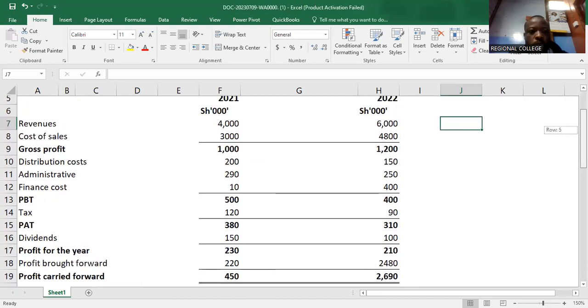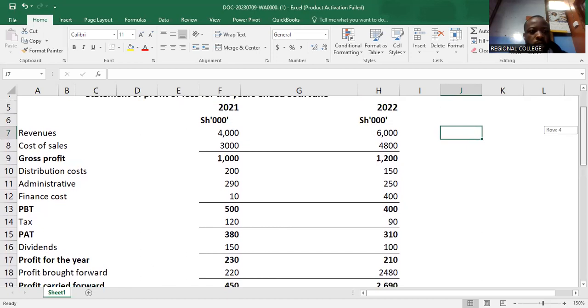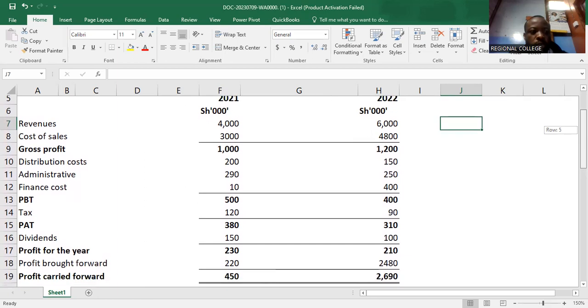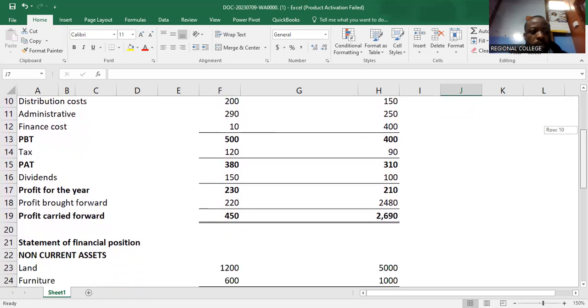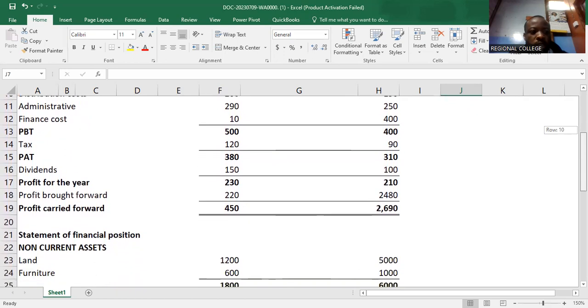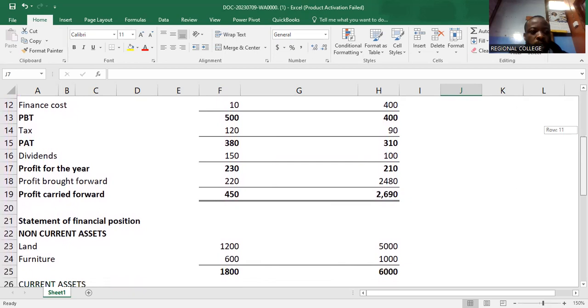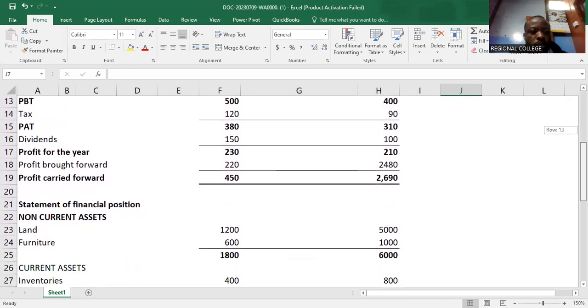Then in your income statement, you have your revenues, cost of sales, gross profit, distribution cost, administrative cost, finance cost, profit before tax, tax, profit after tax, dividends, profit for the year, and profit brought forward, and now the profit carried forward.